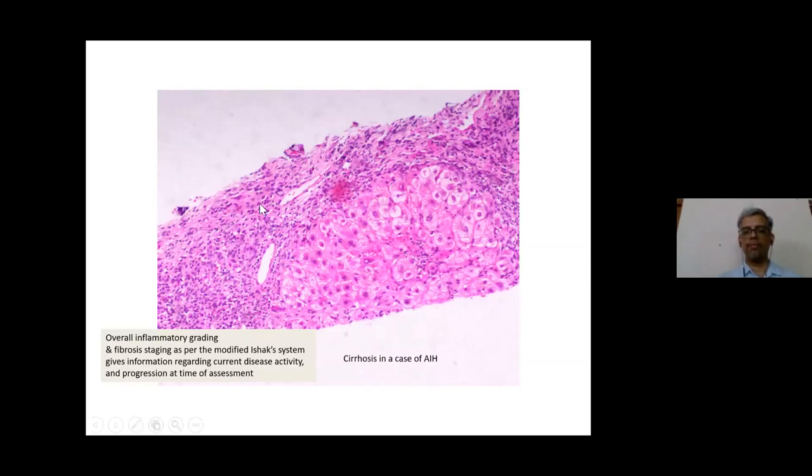This is a typical liver biopsy of a patient with cirrhosis who had an underlying autoimmune hepatitis, where you can see lots of fibrotic bands. And if you can see out here, there are small blue dots. These are the active inflammatory cells which are seen out here. So this is what we typically call cirrhosis with activity. So overall inflammatory grading and fibrosis staging as per the modified Ishak scoring gives us the information about the current disease activity and progression at the time of assessment.